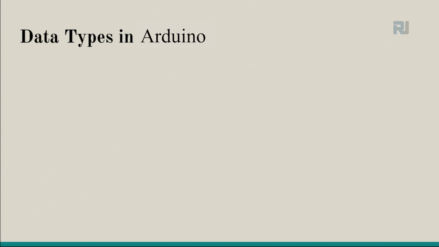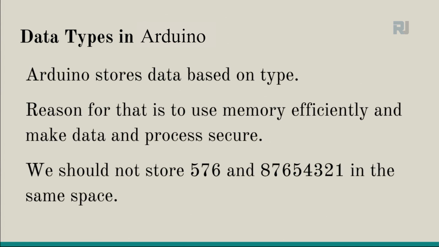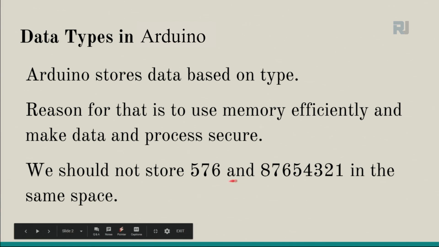Data types in Arduino are one of the important aspects of using Arduino efficiently. Arduino stores data based on the type. A reason for that is to use less memory and be more efficient, and also for the reason of security. For example, why should we store 576 and 87,654,321 in the same memory space?